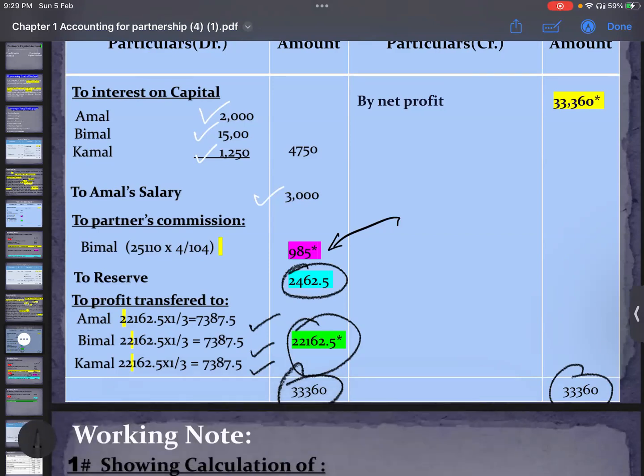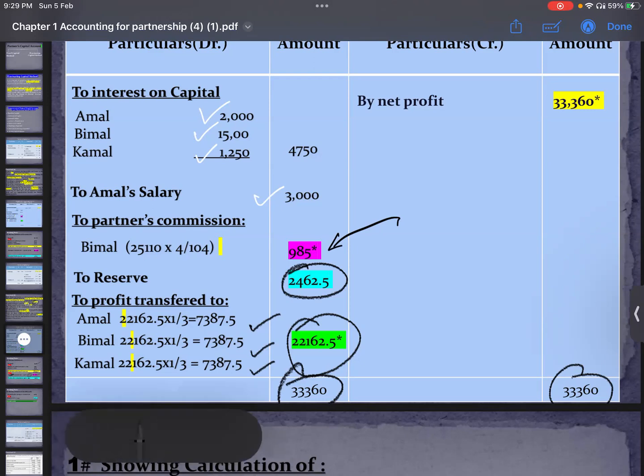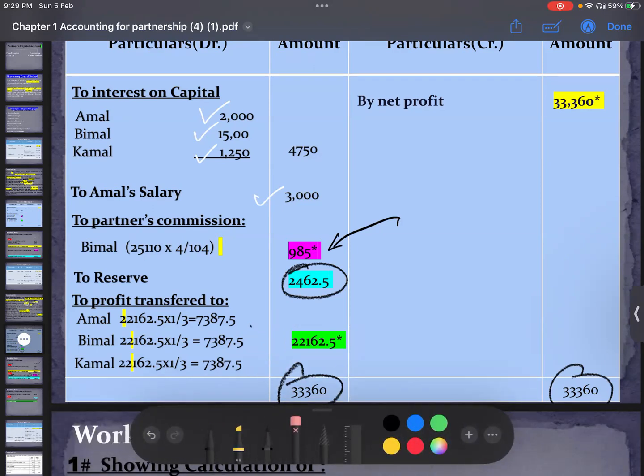Sir, I'm not able to understand that profit transfer. How did you? Just a minute. You're not able to understand this section. Yeah, that profit transfer.